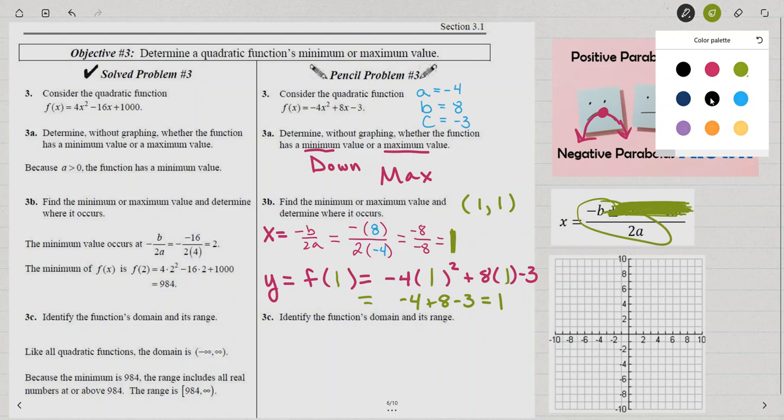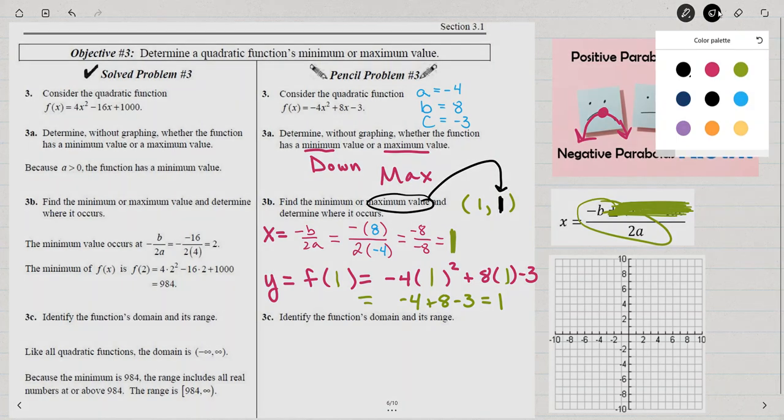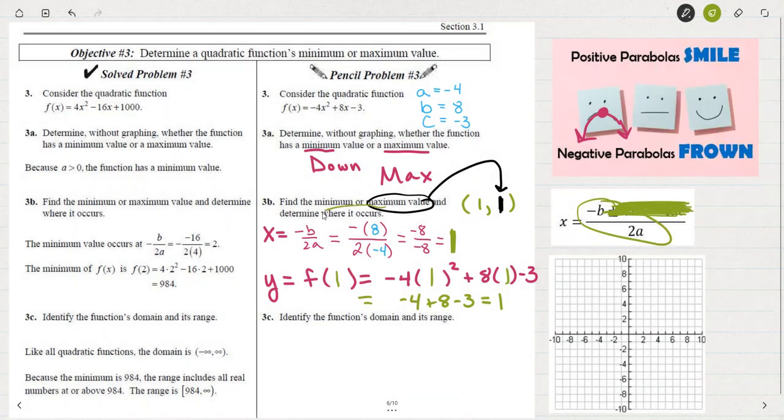I'm going to use a different color for this y so we can see this. So when we answer this question, find the minimum value. The minimum value is the y value, that one. The minimum value is 1. Where does it occur? Where it occurs is the x value, the green one. And then we can identify the domain and range.